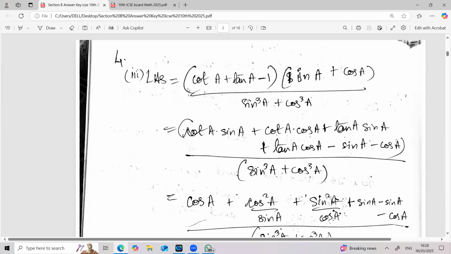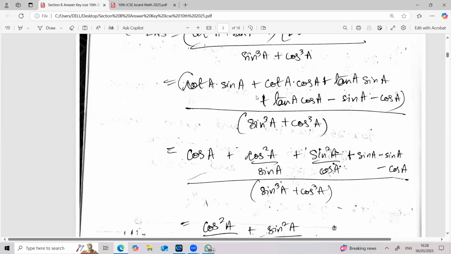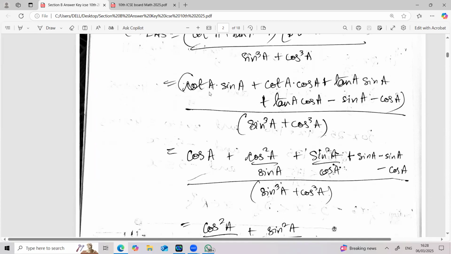In the fourth main third question, I have opened each term with the second bracket. Cot A into sin A plus cot A into cos A. Tan A sin A, tan A cos A. Negative sin A, negative cos A. Denominator I didn't touch. Now express them as their basics.